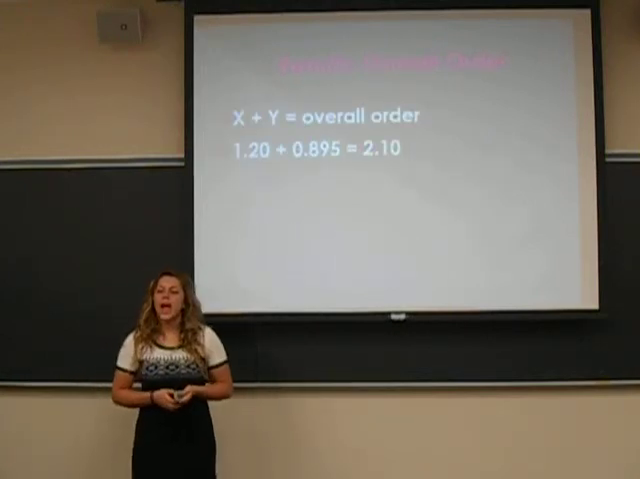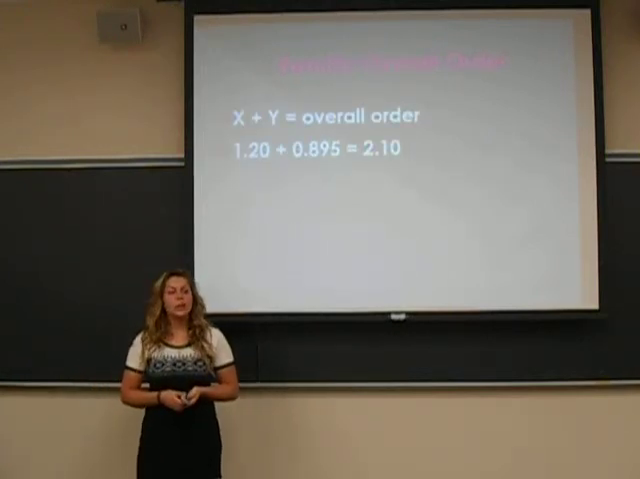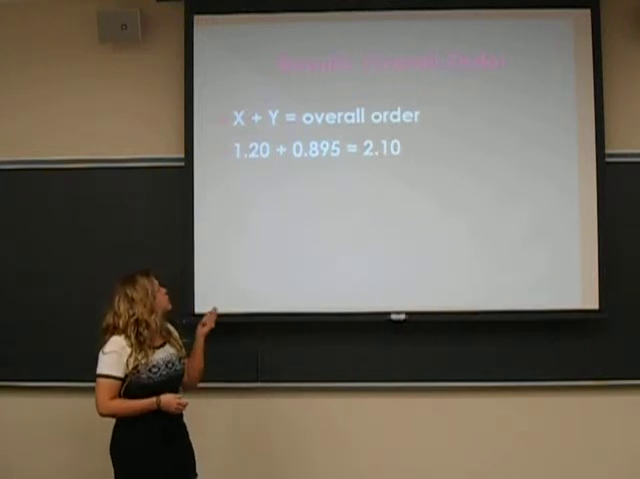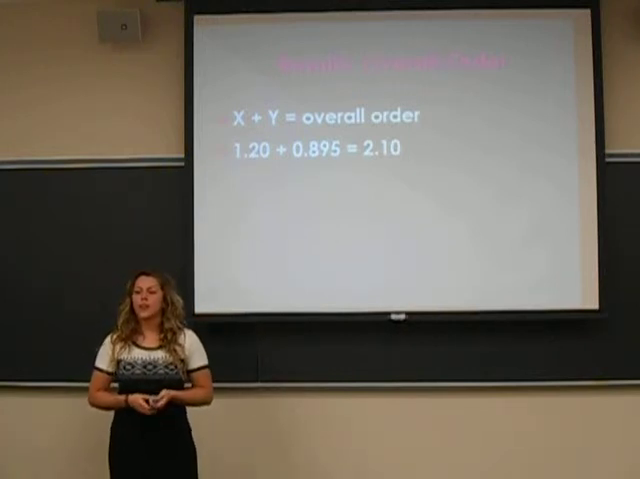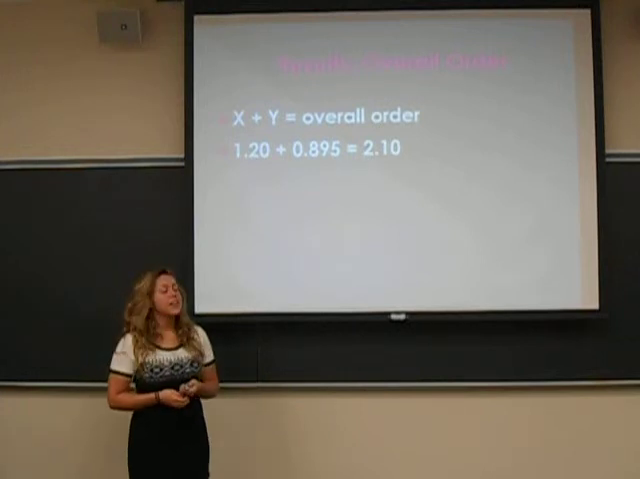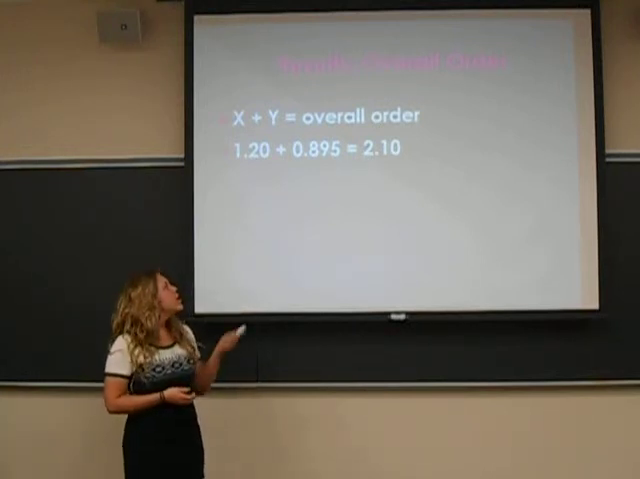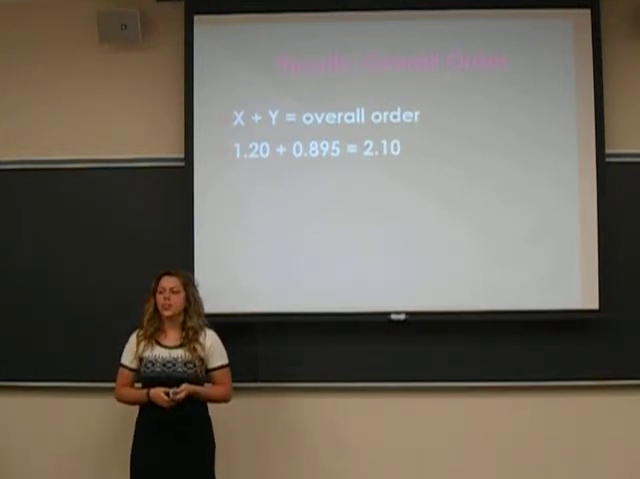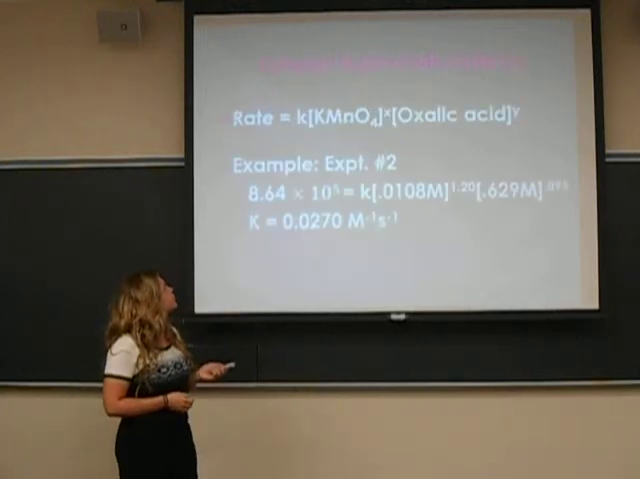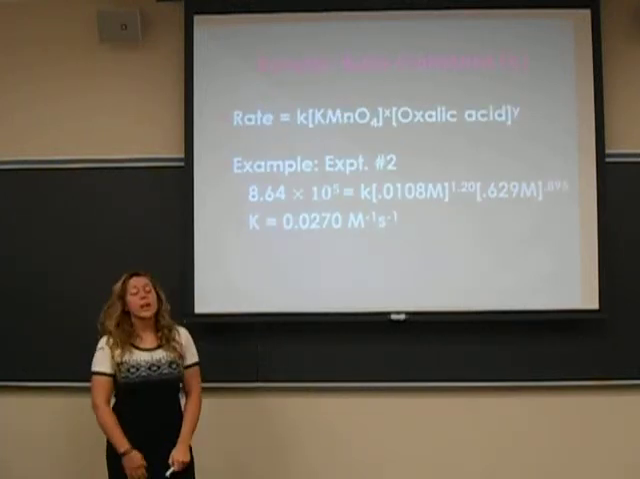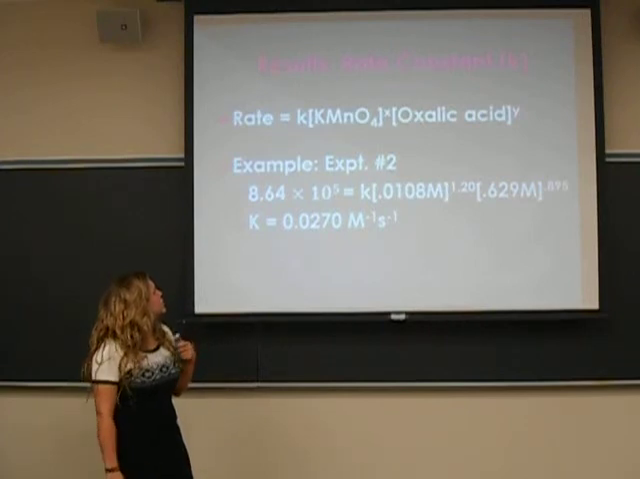Now that we have both x and y, we can solve for the overall order by using x plus y. So 1.20 was the value found for x. Add that to 0.895, which is what we just found for y. And we got 2.10 for the overall reaction order. And now we can find the rate constant using the formula mentioned before.